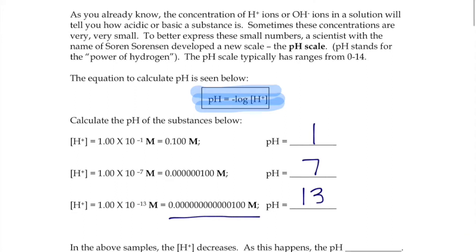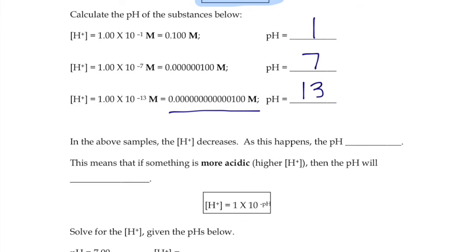So in these examples here, our H plus is decreasing, right? That H plus concentration number is getting smaller and smaller. And as this gets smaller, the pH is getting bigger, right? It increases. That's because if your H plus is going down, and H plus is associated with acids, then if you have less acid stuff, your pH should be high, because that means you're a base, not an acid. They're inverses of one another. So if something's really acidic, it has lots of H plus ions, then the pH is going to be small, lower, below 7 if it's acidic.